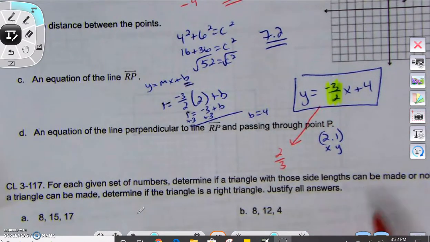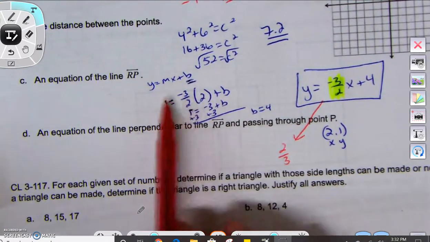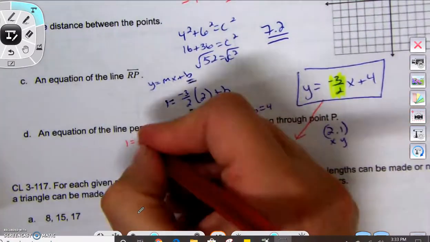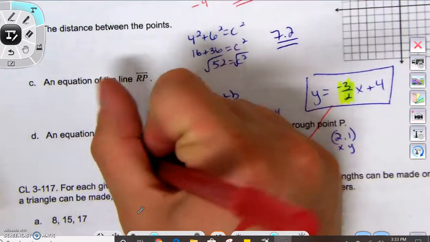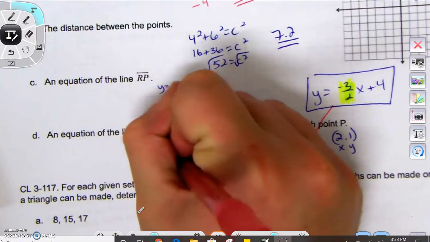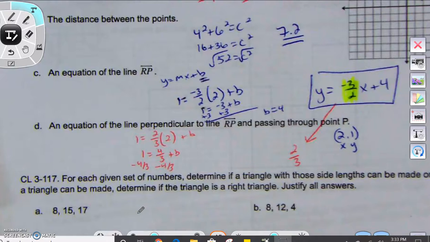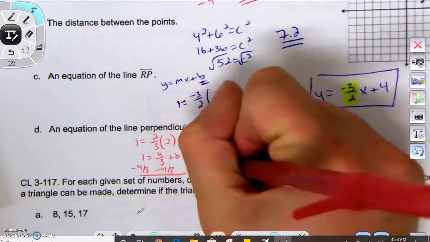Our y-intercept isn't the same. I need to be able to plug in to find that. So if I plug into y equals mx plus b, just doing this process like I did right here, I have 1 equals 2/3, my x value of 2, plus b. So 2/3 times 2 is really just 4/3. So 1 equals 4/3 plus b, minus 4/3, minus 4/3. So if I take away 1 minus 4/3, I believe we end up with negative 1/3. So that is going to end up being our b value. So b is equal to negative 1/3.